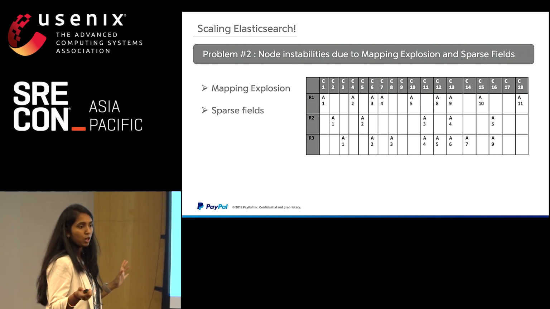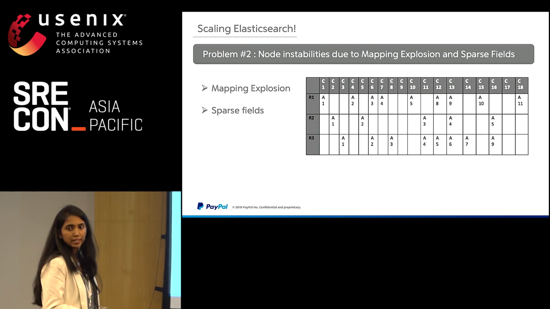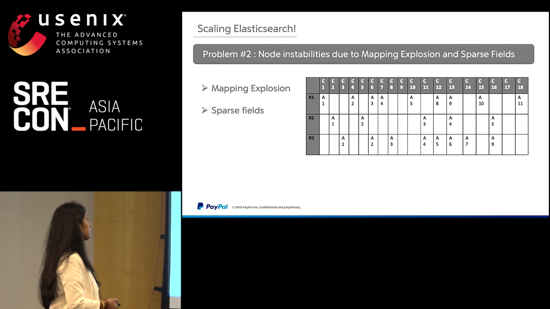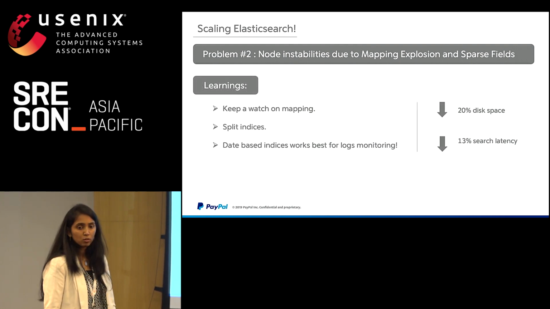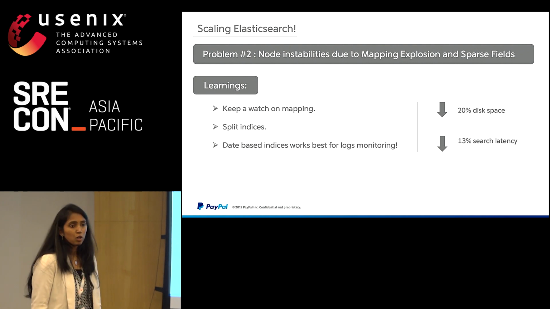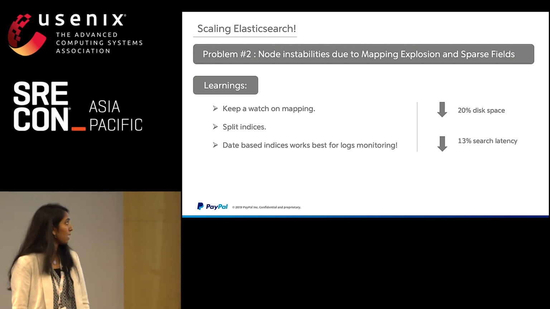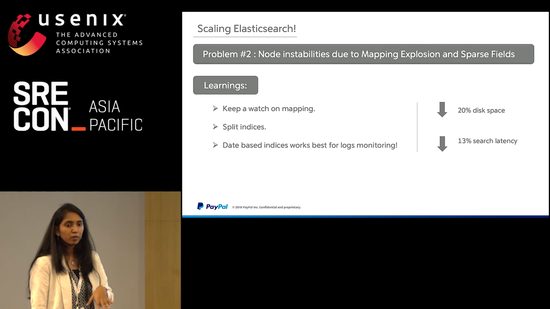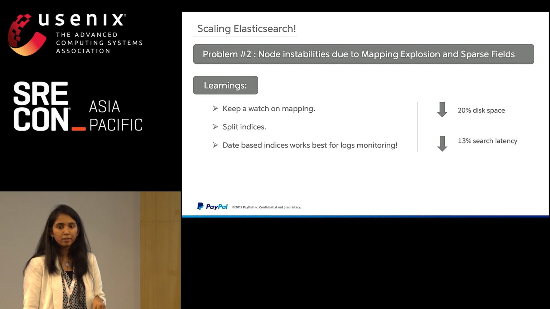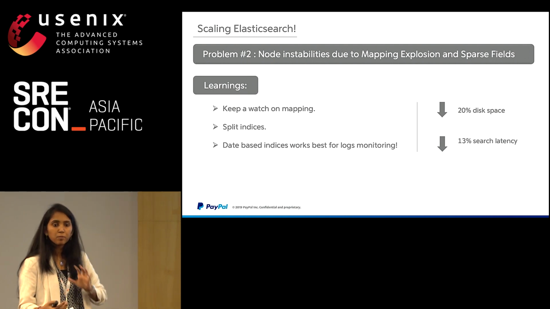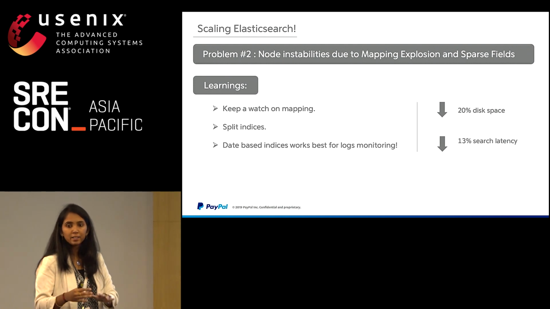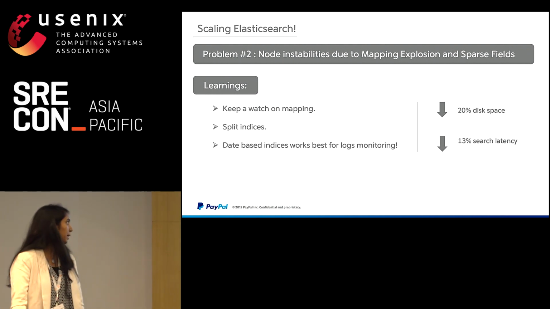But there are problems. When you have multiple applications pumping data into Elasticsearch, there are cases where you can land in an issue of mapping explosion and sparse fields. And what were our learnings out of it? The first thing: always keep a watch on the mapping. Mapping is something you have to take care of before you even design your application. You should put only absolutely mandatory fields, and even at a later point, once you have defined a mapping, if you want to add to it, you need to take care of what you add.